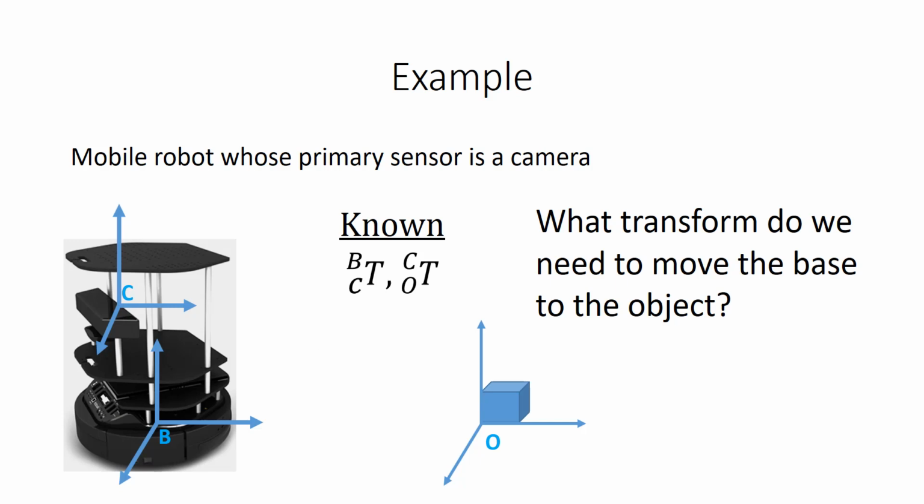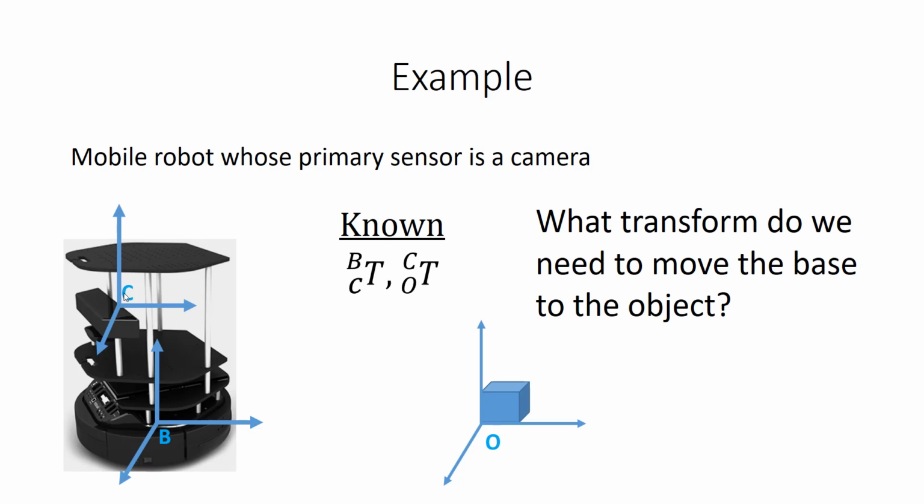We also have this object out here, O. If we want to move this robot from B to O, we need to know the transformation that we have to satisfy. So how do we find the transformation from O over to B? We know the transform from C to O, because we can see the object with our camera. If we can see the object with our camera, then we know the transformation of the object to our camera.